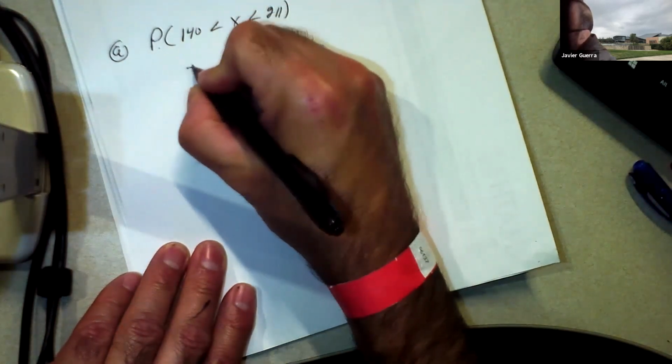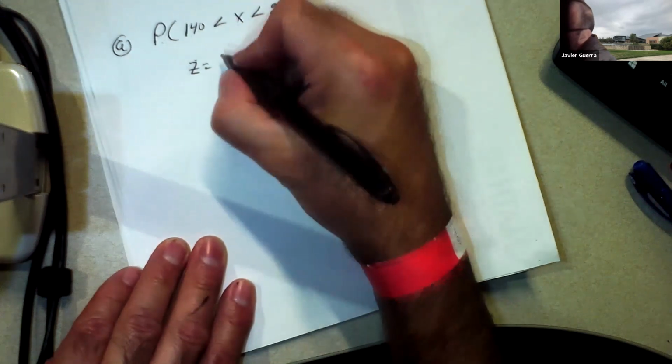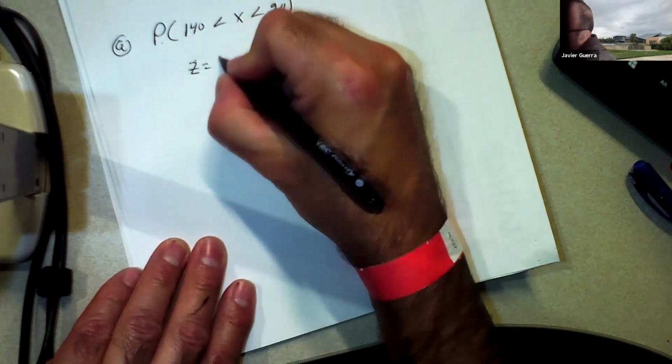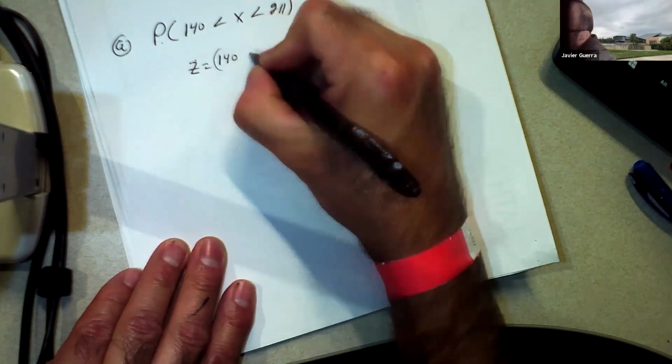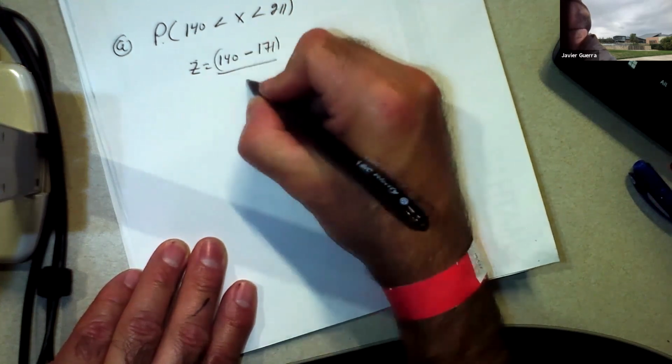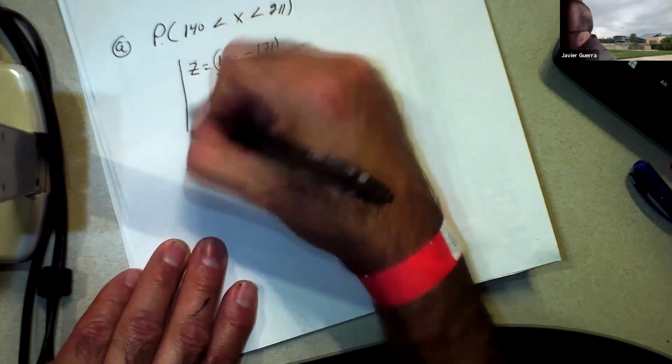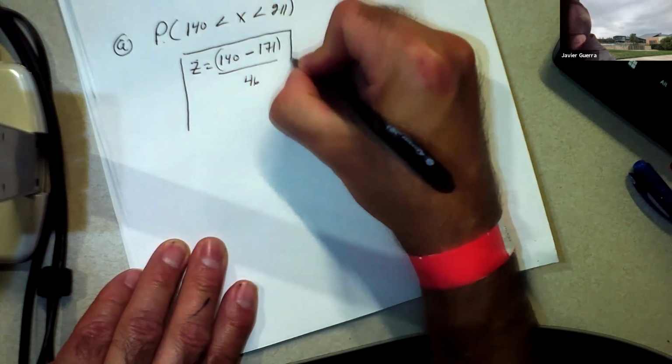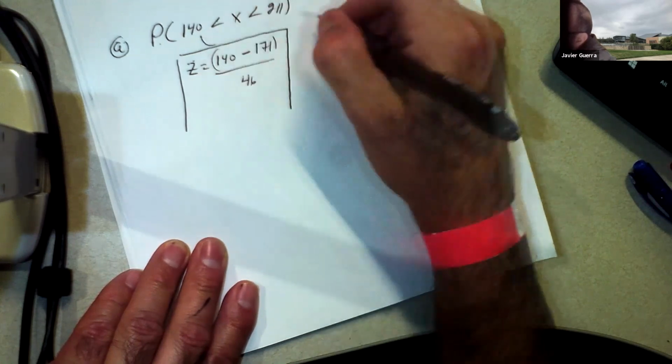So Z equals, I gotta do it for the 140. 140 minus 171 divided by 46. I gotta do it for the 140. And I gotta do it for the 211.